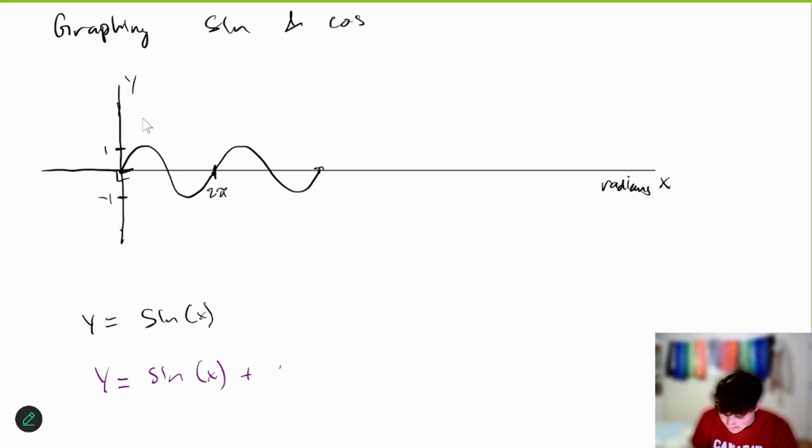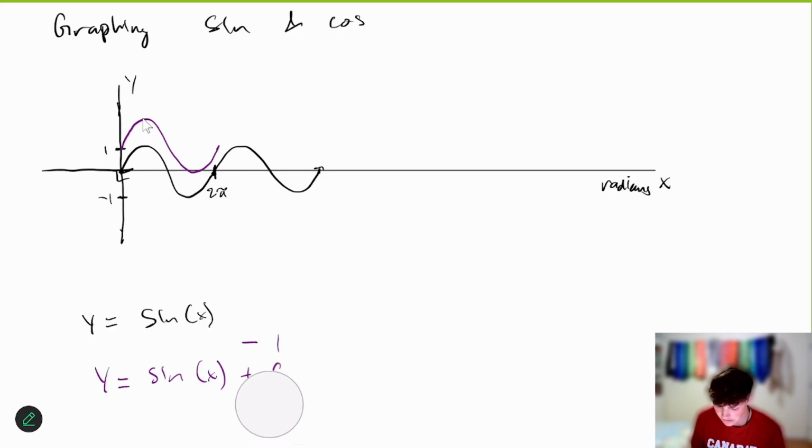We'll call it c. If we want to go up by 1, so our graph looks like this instead, right? If we want to do that, we just add c, so you make c equal to 1, okay? If you want to go down, same thing, minus 1, okay?